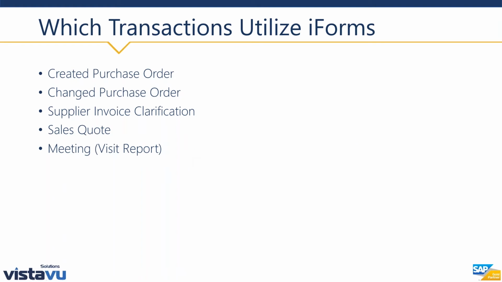But it's not only limited to the purchasing side of the house. It also has some interaction with the sales side, and I will show you those as well real quickly. The transactions that currently utilize the iForms are the created purchase order, a changed purchase order, supplier invoice clarification, if you're working on a three-way match type process and you have some settings set up, I'll show you those as well, like where to initiate those, the sales quote, and then within a meeting activity, there's also an option that you can activate in business configuration called visit report.